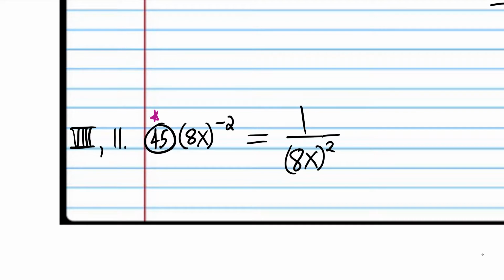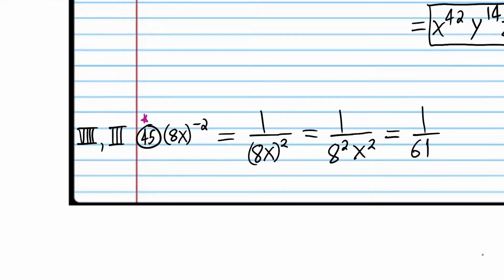So now we have to use rule number 3 because we have a product raised to some power. And rule number 3 tells us that you take the first number and raise it to that power and then multiply that by the second number raised to the same power.